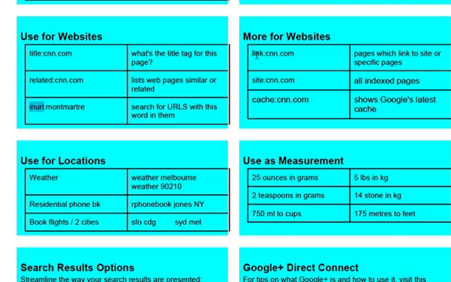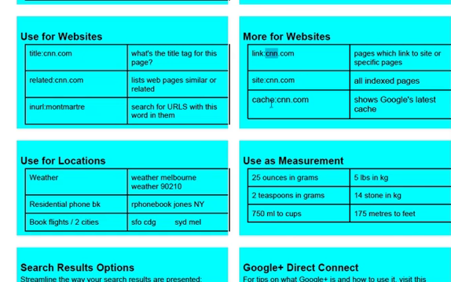On the right hand side here, I have link with colon, and again our example is cnn.com. Now this shows pages which link to the site or specific pages, so that if you put cnn.com and then slash and then an actual page link at the end of it, so an internal page of the website, that's what I mean by specific pages here. So if you're trying to find out if a page has any incoming links, this is the one you would use. Now with this one, site colon, this will show you all the indexed pages in the Google index.